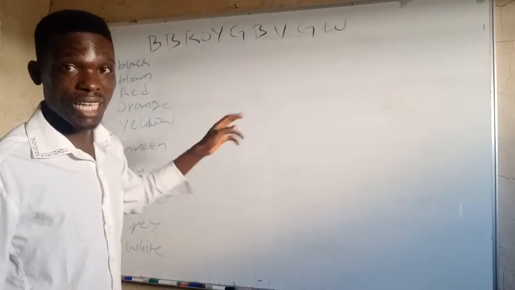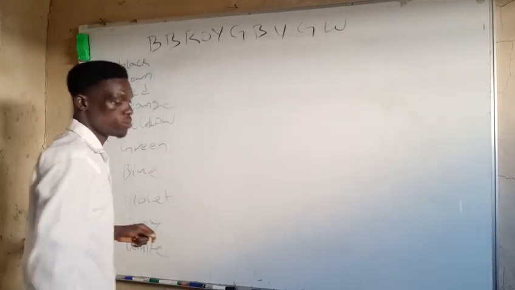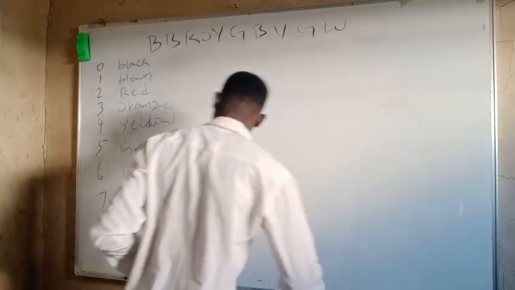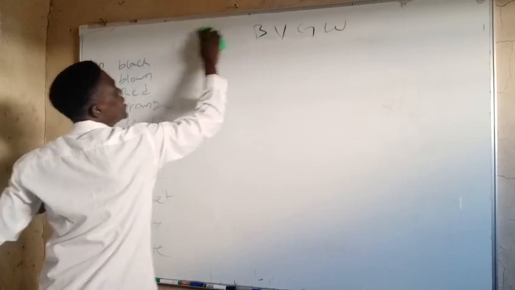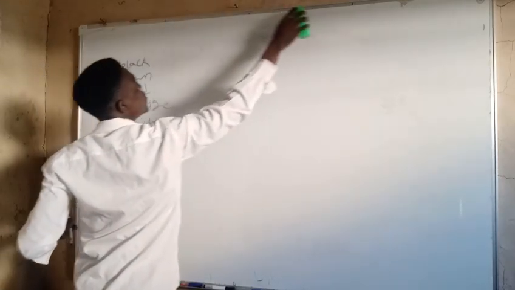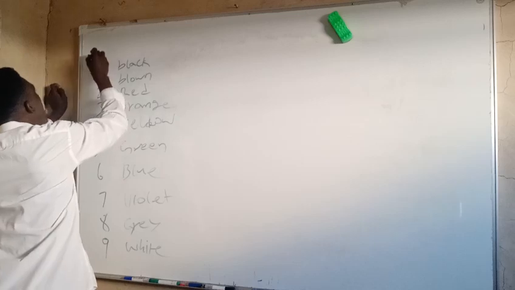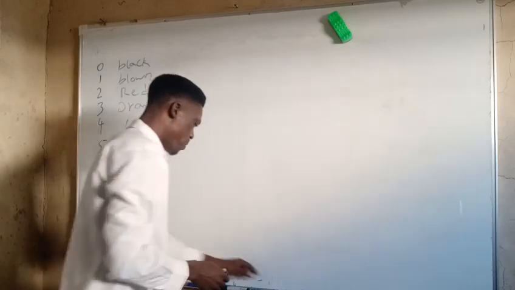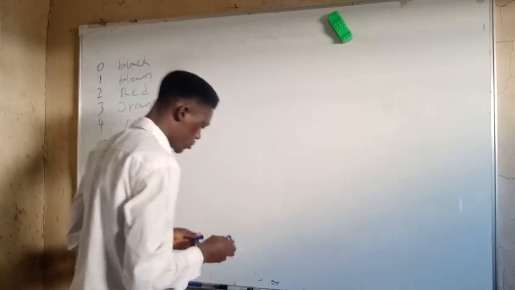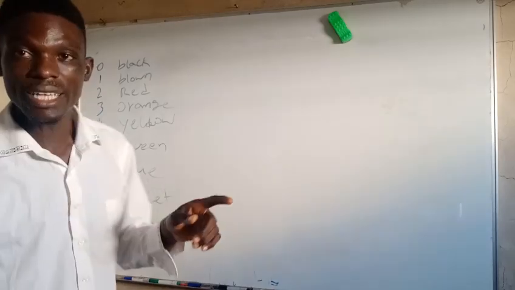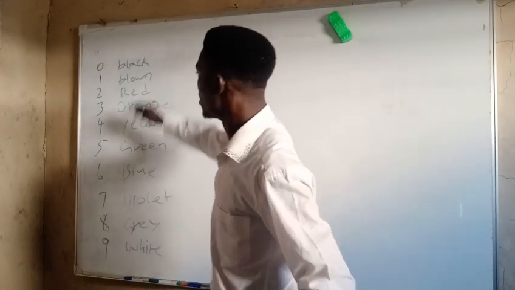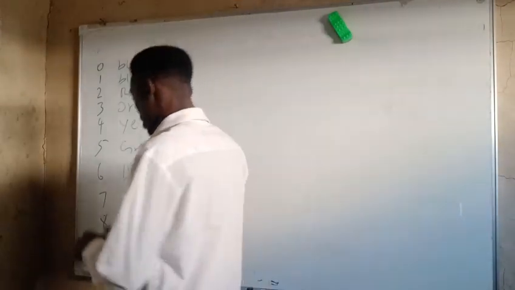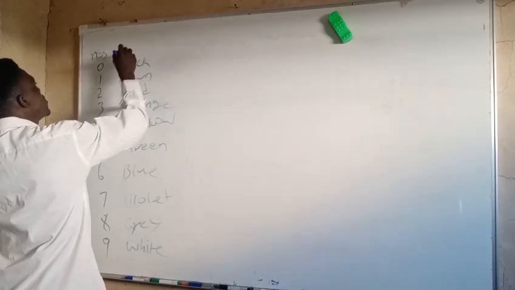So black, in terms of black, we have 1. That's the value. The value of black is 1. Sorry, I did the wrong aspect. Let me just tell you that all this is the numbers. This is the code from black to white. This is the code, and this is the number.